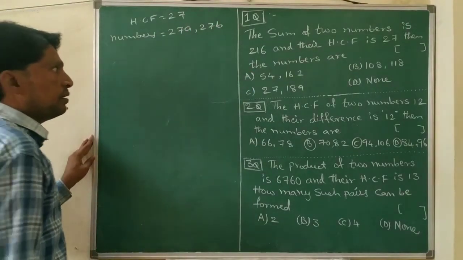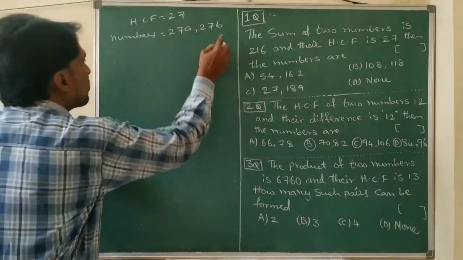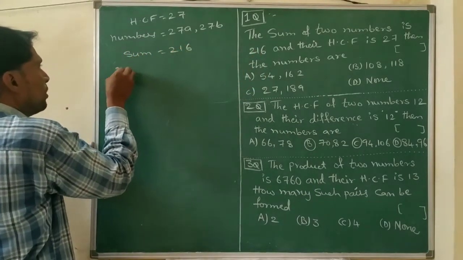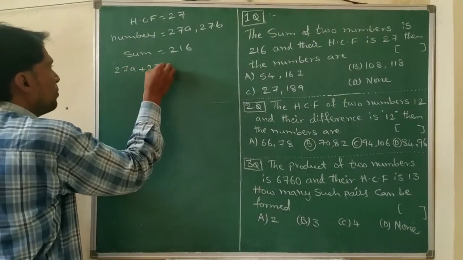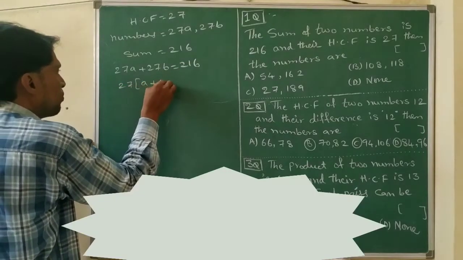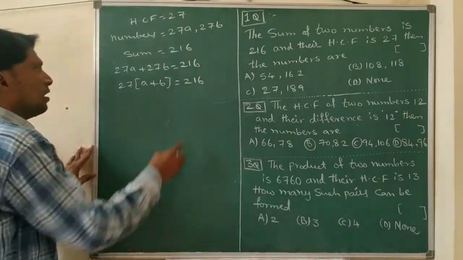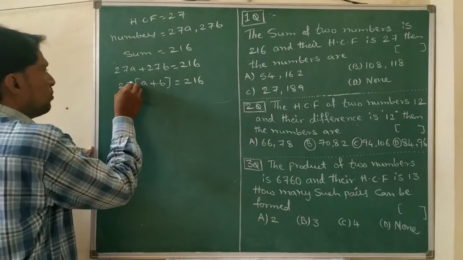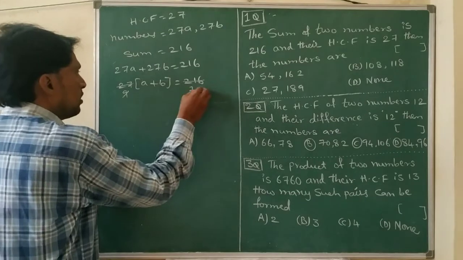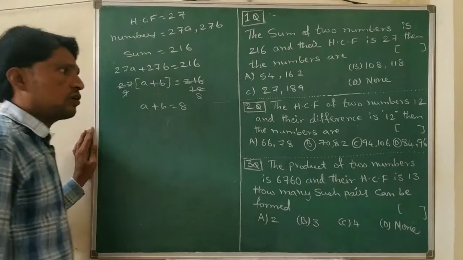Now the sum of the two numbers is 216. Means 27A plus 27B equals 216. Here you can take 27 as common. A plus B equals 216 by 27. So cancelling with the 27 table: 27 9s are, 3 7s are, 3 2s are... So A plus B equals 8, we got it.